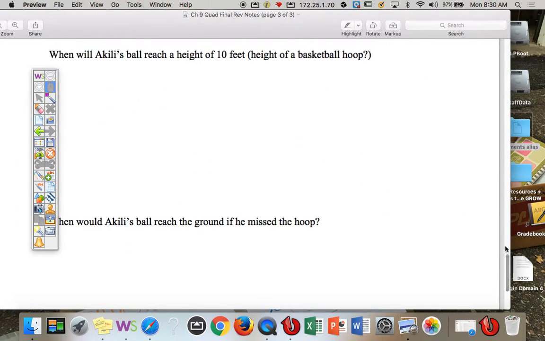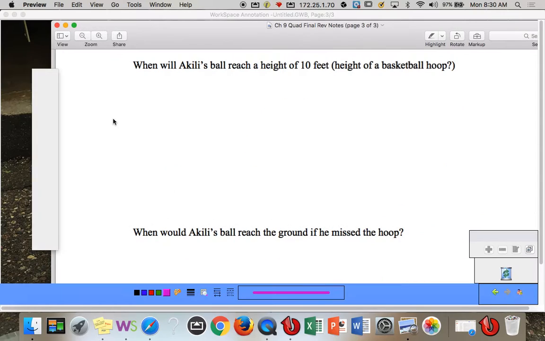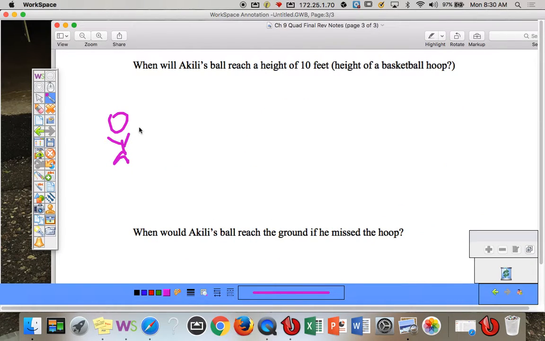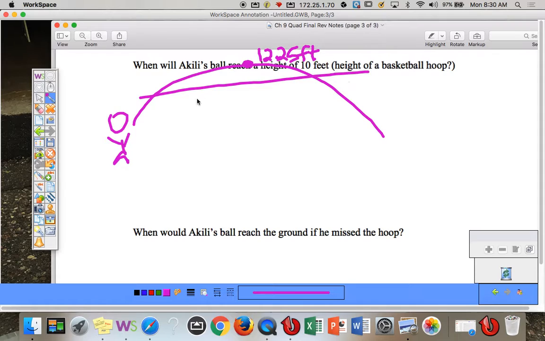Okay, when will Achilles' ball reach a height of 10 feet? So we know that he tossed up that ball. So here's Achilles. Its max height here is at 12.25 feet. But at a certain point, it's going to reach 10 feet. And it's going to reach 10 feet twice. Like here, hopefully when it hits the basket and goes in, it'll hit 10 feet again, the height of the ball.